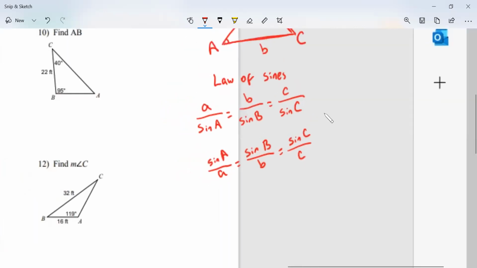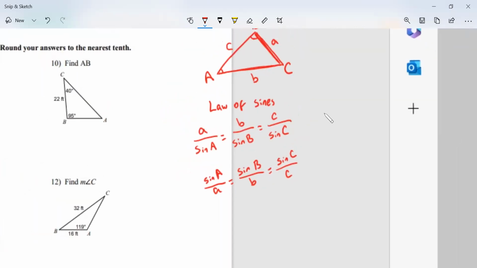One reminder before we look at our examples, the three angles of a triangle add up to 180, right? You guys learned that back in the first semester. The three angles of a triangle equal 180. So if I'm given two angles, I can solve for the third angle.